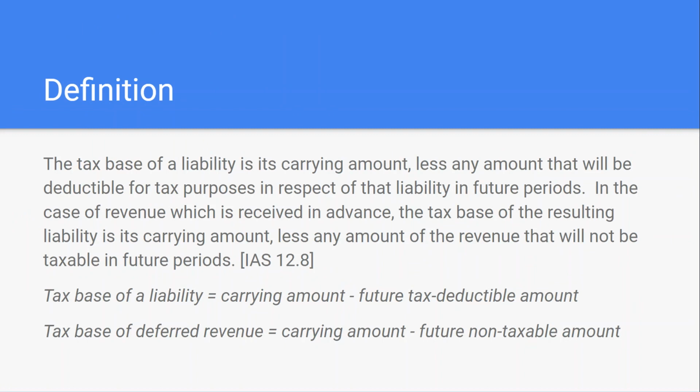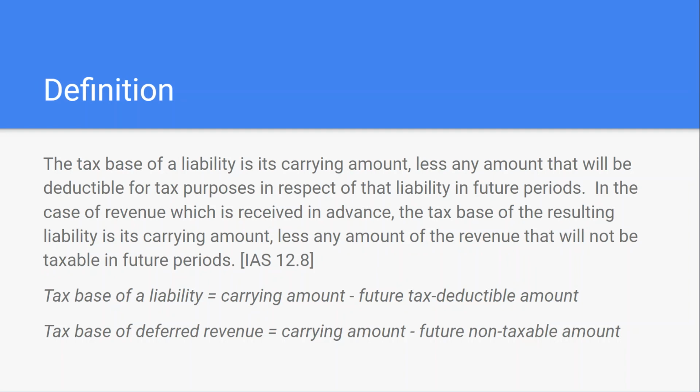It's pretty long, but to make it easy, you could just focus on the formulas I've provided just below the definition, which I have derived from the definition. So for a general liability, the tax base is the carrying amount minus the future tax deductible amount. So you need to look at the liability itself to say that this liability, what portion of this liability will I be able to deduct in future against taxable profits. If you determine that amount, that's your future tax deductible amount, and you take away that future tax deductible amount from the current amount to determine your tax base.